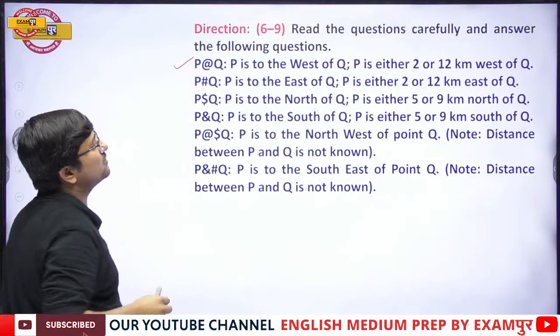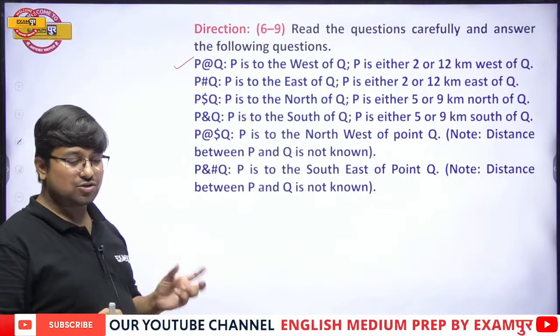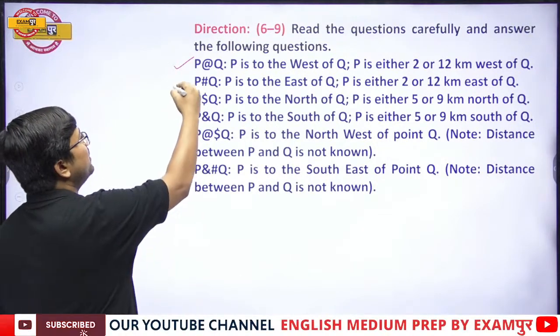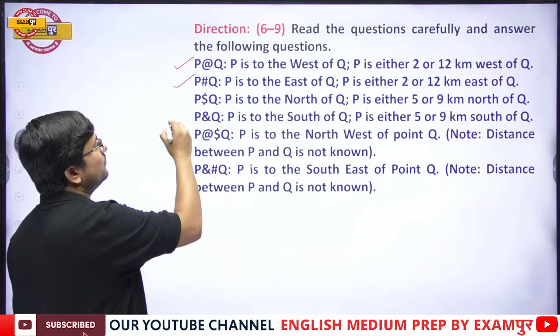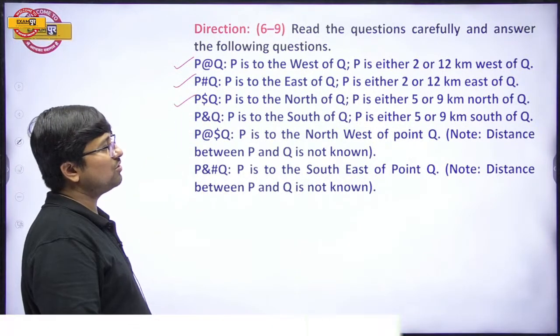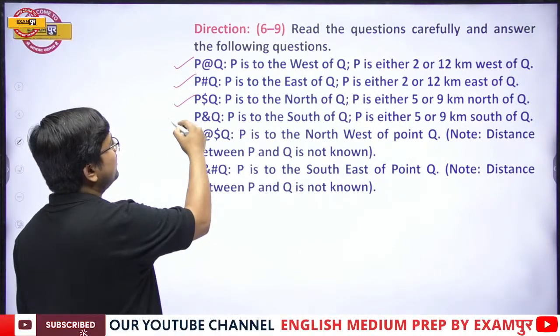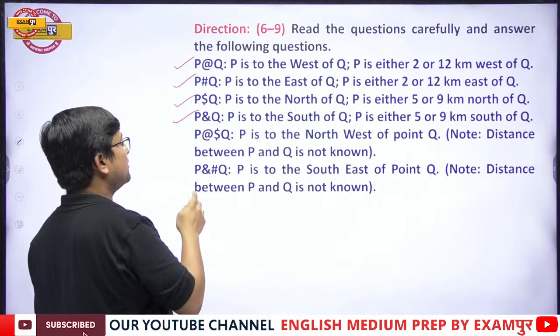P @ Q means P is to the west of Q, and the distance, 2 or 12, is not known. P # Q means P is east of Q, 2 or 12 not known. P $ Q means P is north of Q, 5 or 9 not known. P & Q means P is south of Q, 5 or 9 not known.